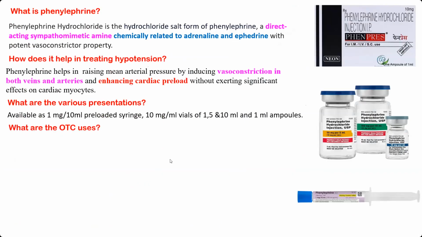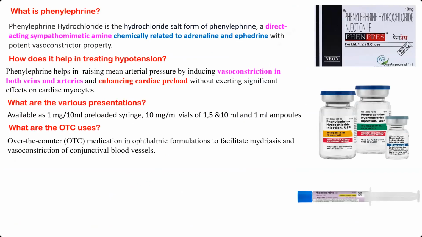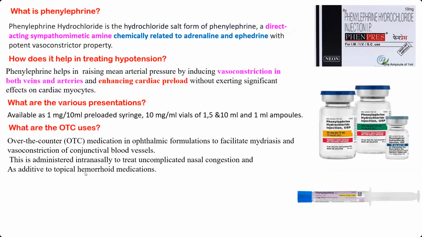What are the over-the-counter uses of phenylephrine? It's used as an anti-congestive agent, as a nasal decongestant spray, and in ophthalmic formulations for mydriasis. It is also used topically as a hemorrhoid medication to decrease bleeding. What are the routes of administration of phenylephrine?